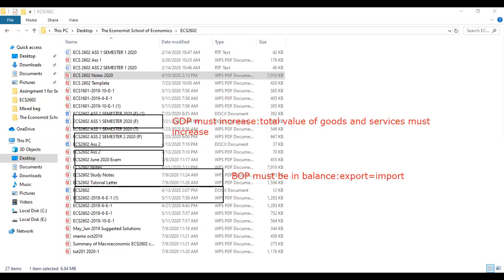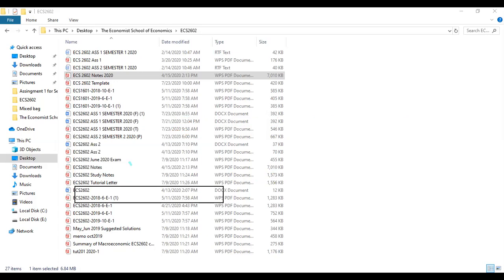It's making sense, ne? Yes. Okay, so those are the macroeconomic objectives.